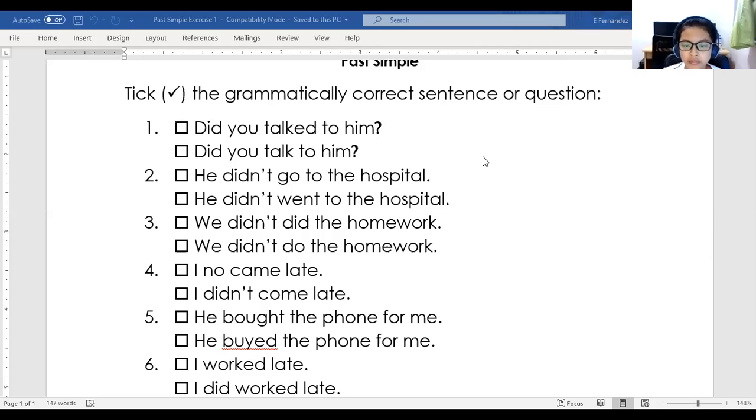Number 2, which one is grammatically correct? Is this already a past sentence? Yes, everything is past simple. He didn't ask. First. All right, very good. It's first. Didn't go, not didn't went. Very good. Let's do number 3. Which one is correct?